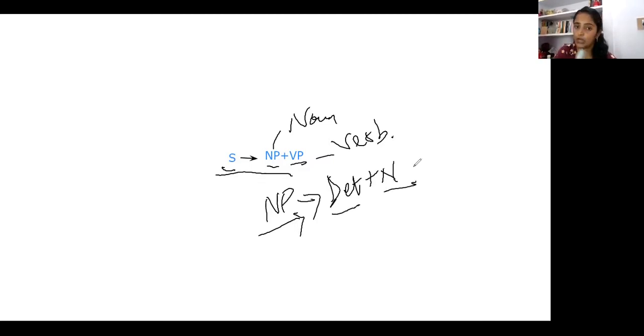Now, if you don't know what nouns, determiners, verbs, adjectives, adverbs, etc. are, please pause this video, go and read up, refresh your remedial English grammar notes and come back, because unless you know that, this will become very, very difficult. Okay, so that is something I wanted to say. So this rule means that a noun phrase consists of a determiner and a noun.